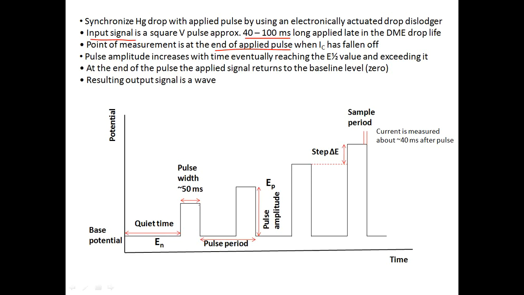Then the potential is brought back to the initial potential. After some time, a new potential with a higher pulse is applied. Then the third drop will get more. So like that, for every drop a new pulse is applied with higher potential, and then it is brought back to the normal potential every time, and the current is measured at the end. You can see the sampling period for the current is at the end, that is after 40 milliseconds. So only at this particular point the current is measured.